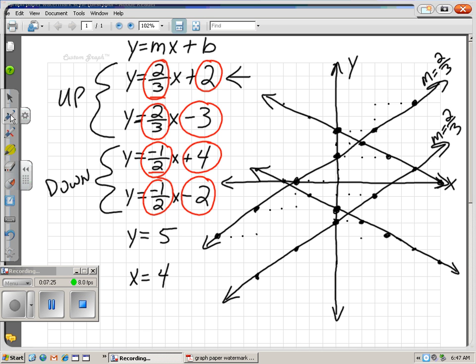And there is our downhill line. That's y equals -1/2 x minus 2. It crosses at -2, goes down 1 step, and right 2.